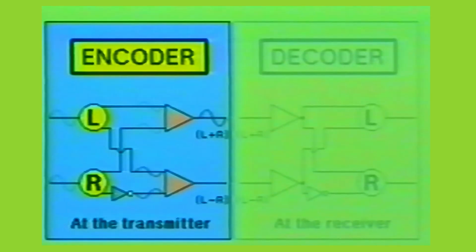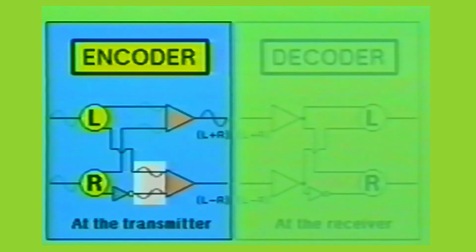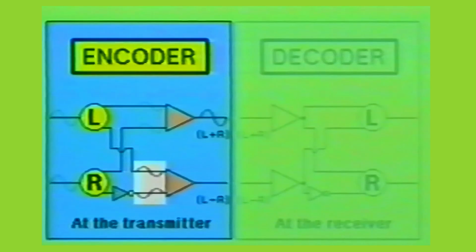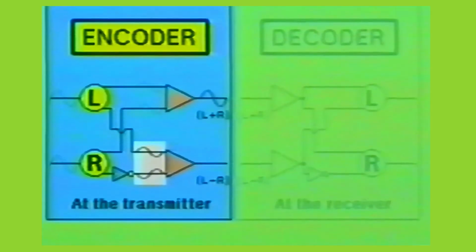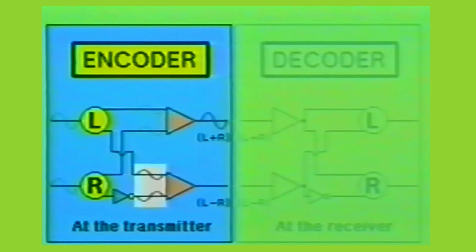On the other hand, the waveforms at the input of the L minus R summing amp are exactly alike, but one is opposite in phase to the other. These two waveforms will cancel each other out and will produce no L minus R output, and therefore no L minus R signal will be sent to the matrix decoder's L minus R input. The L plus R signal will be sent to the decoder for processing.